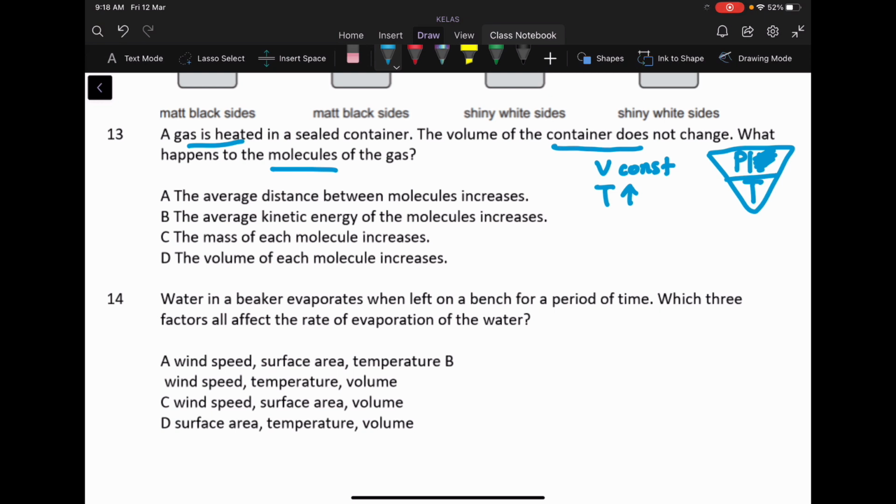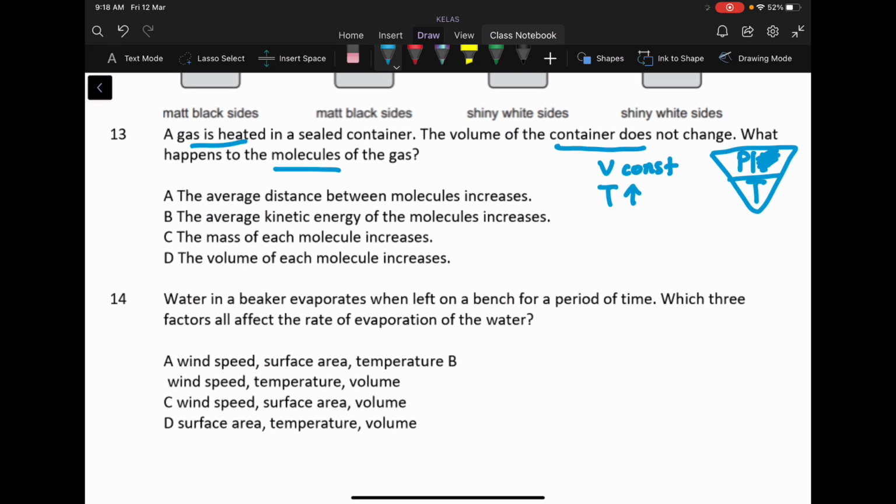B. Now the volume doesn't change. So we have the same volume, but you increase the temperature. So the average kinetic energy of the molecules increases. When we talk about temperature change, then kinetic energy will change. So here it increases. So this is the best answer.